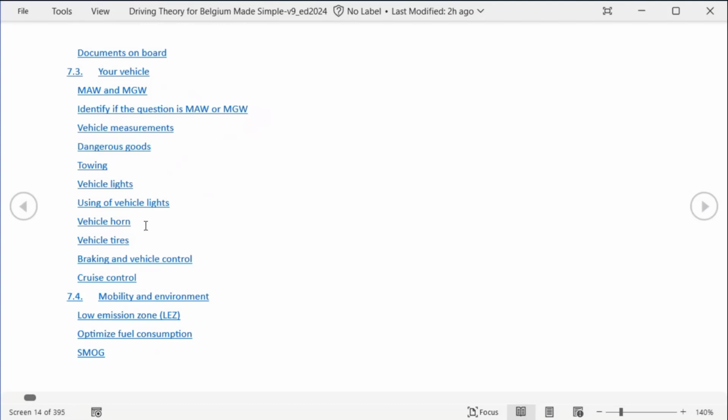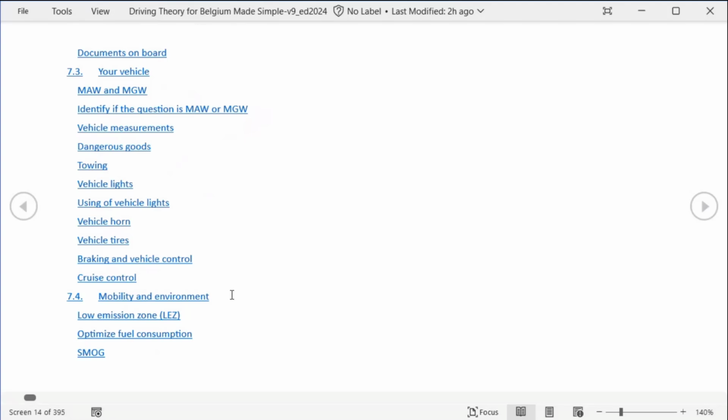And also about the vehicle horn. Should you honk? Should you not honk? Where are you allowed to honk? Those are the things. Then we'll talk about tires of the vehicle itself. What is the depth of the tread that is needed for you to drive safely, and braking and vehicle control. And then we will talk about the cruise control, what it is.